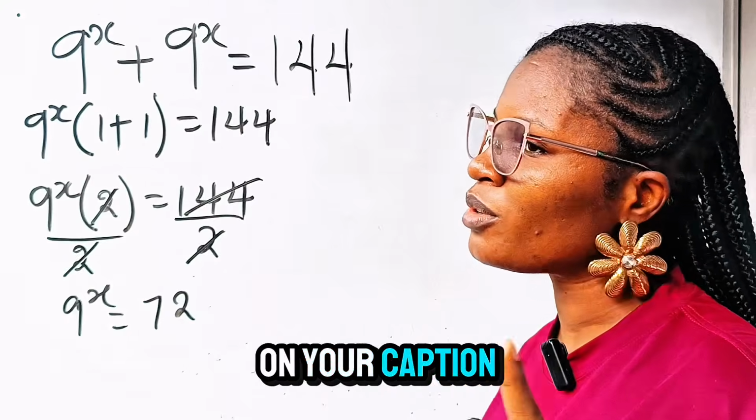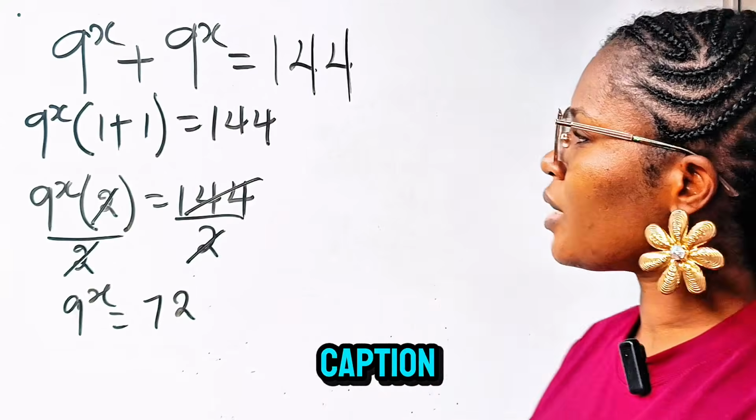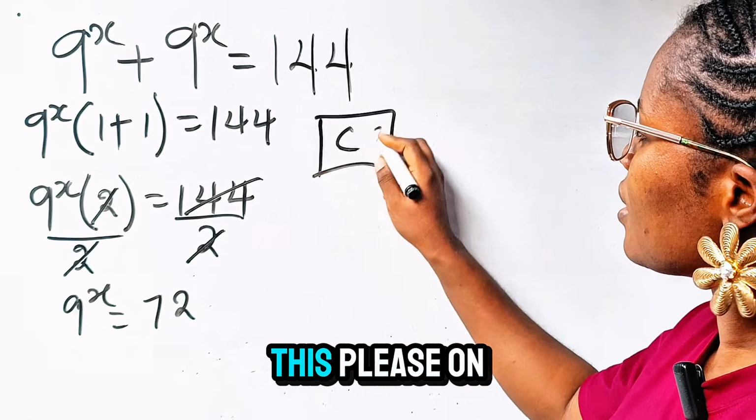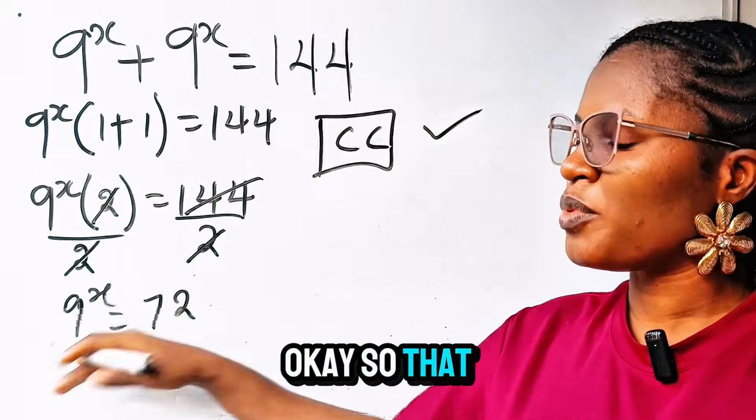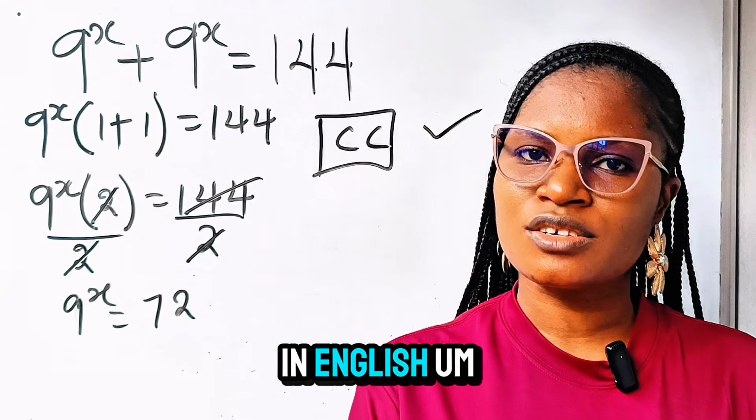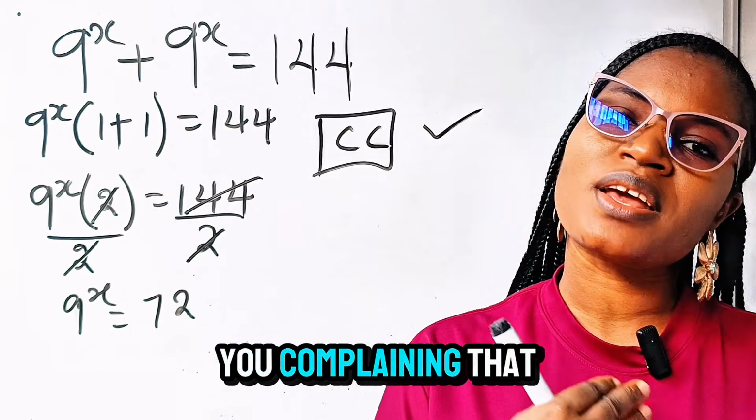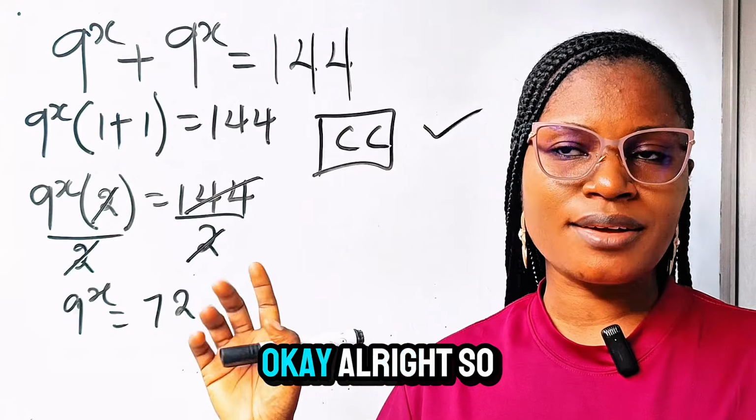Please turn on your caption. That place where they wrote CC like this. Please turn it on so that you'll be seeing what I'm saying in English, for those of you complaining that my accent is strong.